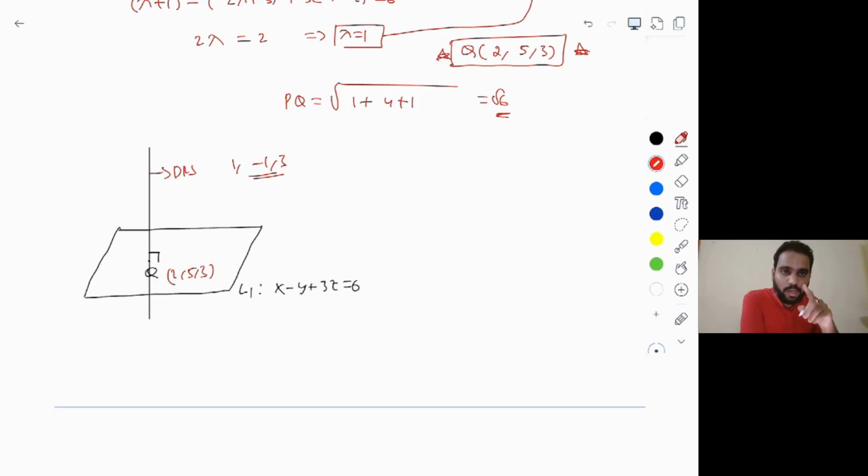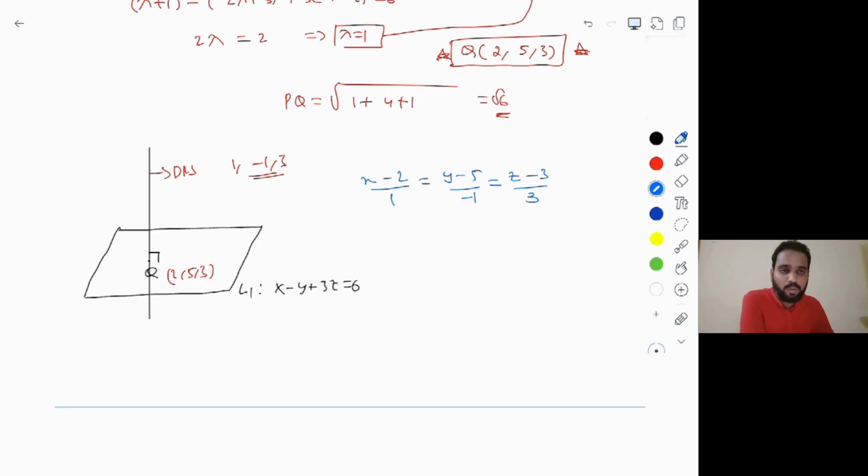And what did I tell you in the first part? That the coefficients of x, y, z in the plane are nothing but the DRs of the normal line. So what are the coefficients of x, y, z here? 1, -1 and 3, and those are nothing but the DRs of this line. So by using that concept, I'm going to write down the line equation. It is passing through (2, 5, 3). So (x - 2)/1 = (y - 5)/(-1) = (z - 3)/3.